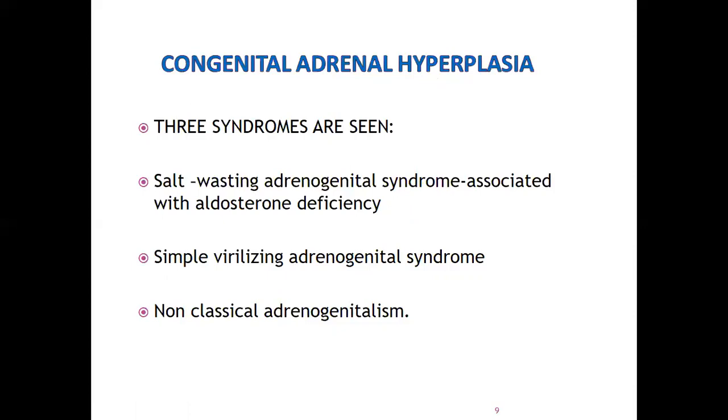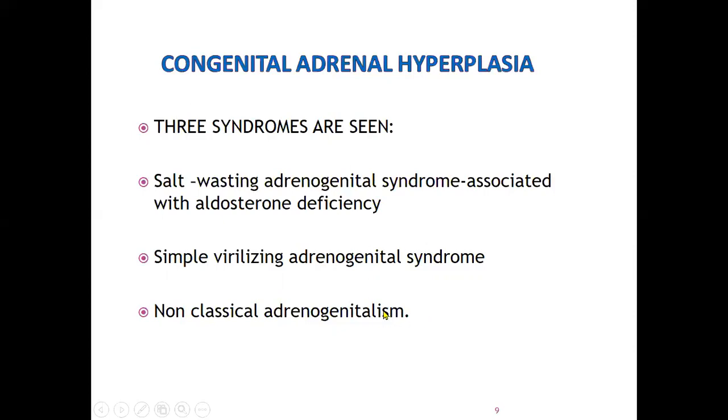The third form is the non-classical 21 hydroxylase deficiency, a less severe form of the disorder. About 20 to 50% of the 21 hydroxylase activity is present, as compared to 0 to 5% in the classic case. And in this, about 20 to 50% activity is present.